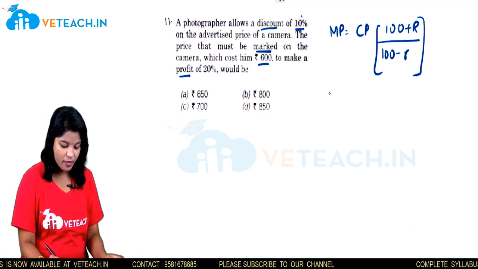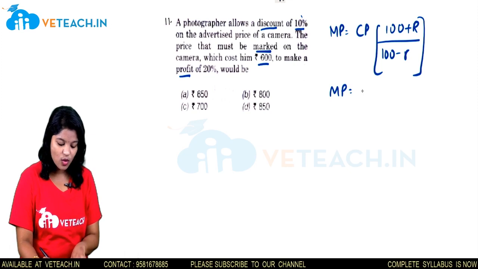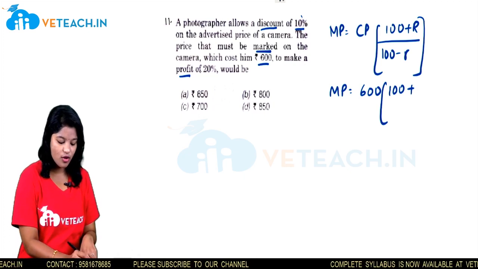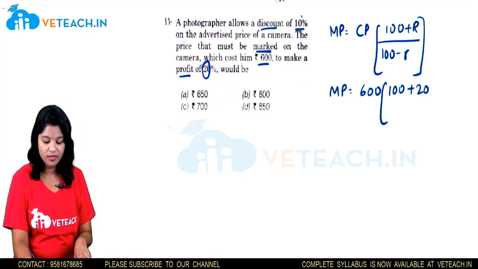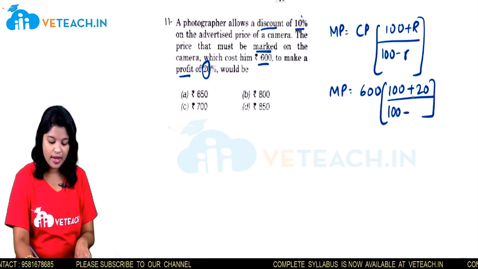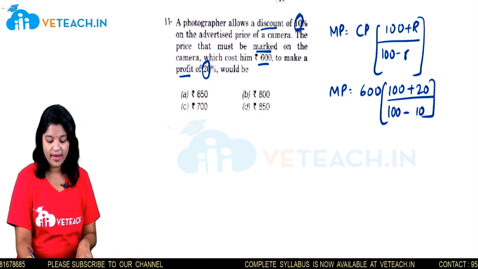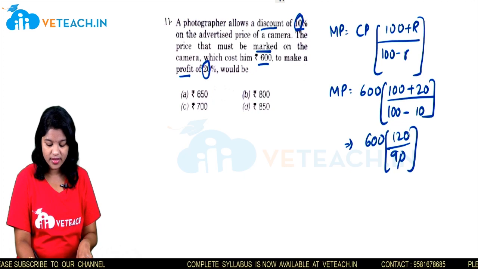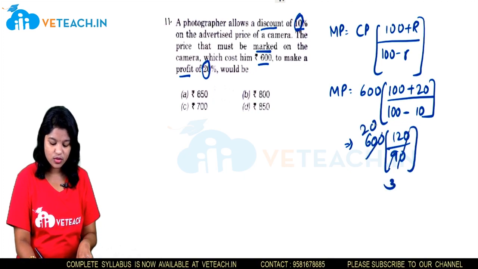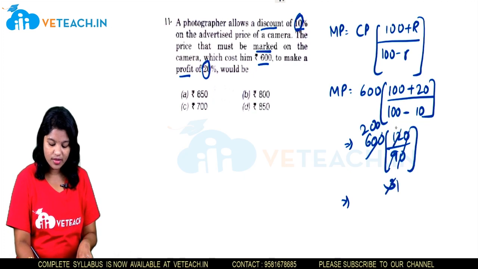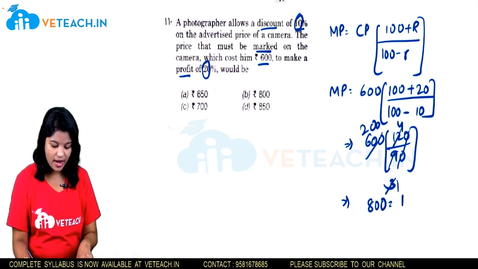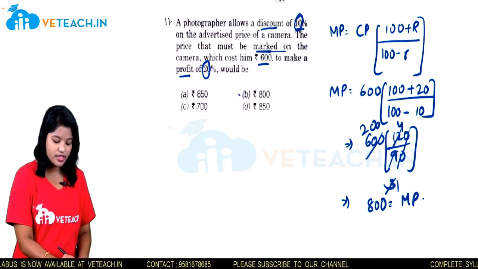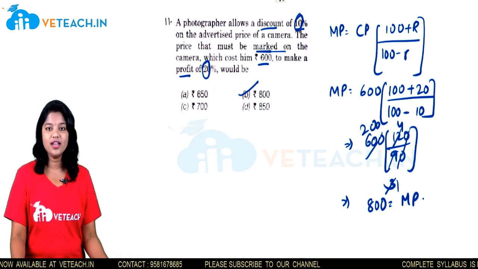So simply, market price is equal to cost price, the cost price given as 600, into 100 plus what is the value of our rate of profit, that is 20, divided by 100 minus the discount rate, 10, so minus 10. That is equal to 600 into 120 by 90. So 3 times 200, 3 times 1, 4 times. So the market price is equal to 800 rupees. So they have asked the market price itself. So it is nothing but option B, 800 rupees is our correct answer.